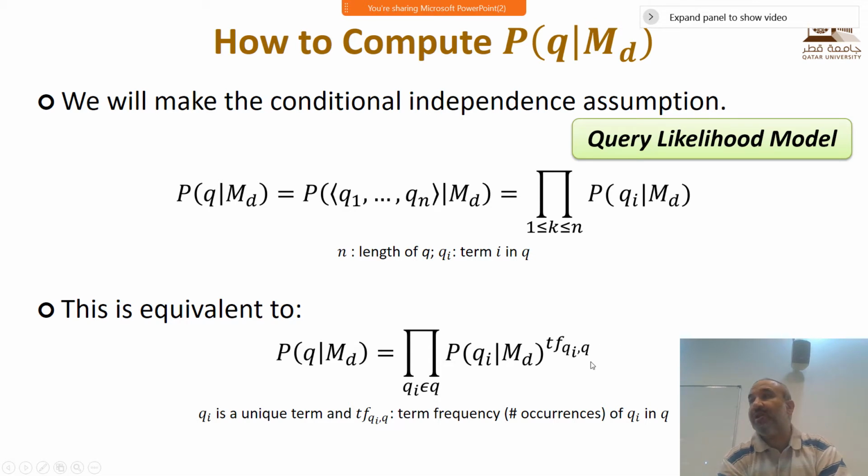What is TF(Qi, Q)? That's the term frequency of that term in the query, which means how many times this term appears. Usually, of course, the query terms are all unique, right? Usually there is no repetition, but just in case a query term appears more than once, then it will be multiplied more than once, which is captured here. So here these Qi are unique. We didn't change much from that. These are equivalent, just accounting for the case that a query term might appear more than once in the query.